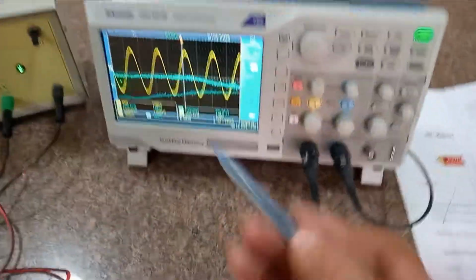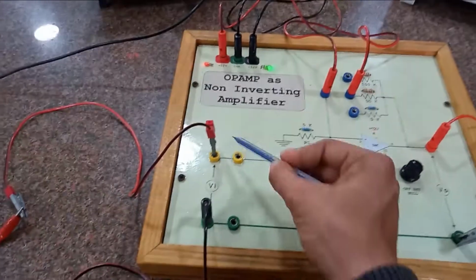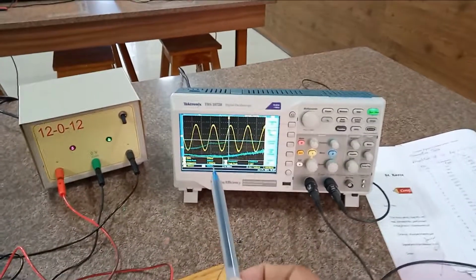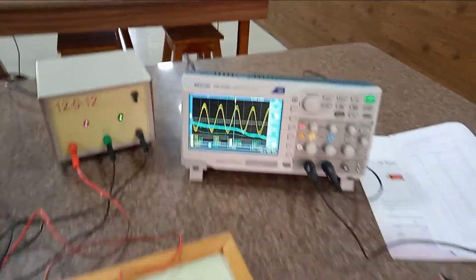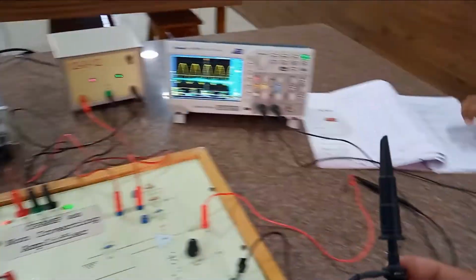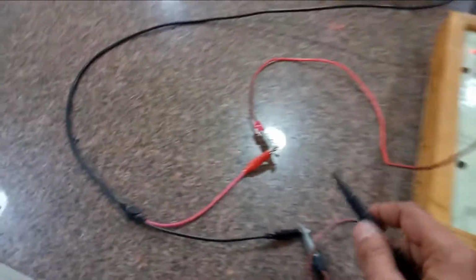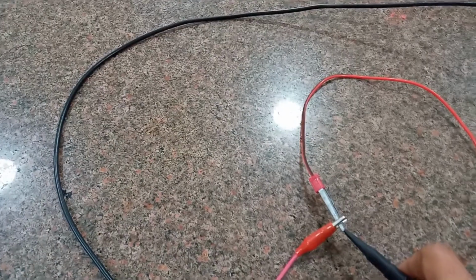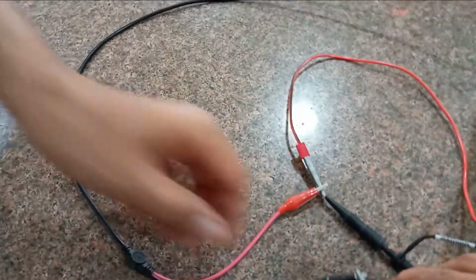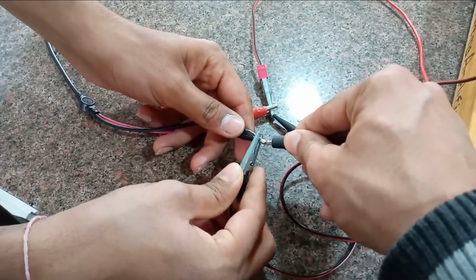Fine. Now for comparison, let us connect this other blue channel also to the input terminals, so that we can compare both the signals, input and output signals. So we will have another probe, another channel. One is connected to this output, and this other I am connecting to the input. So it has been connected, and ground is connected. Okay, fine.